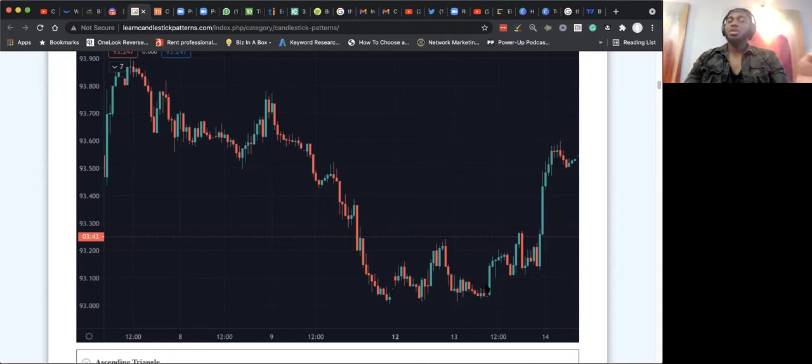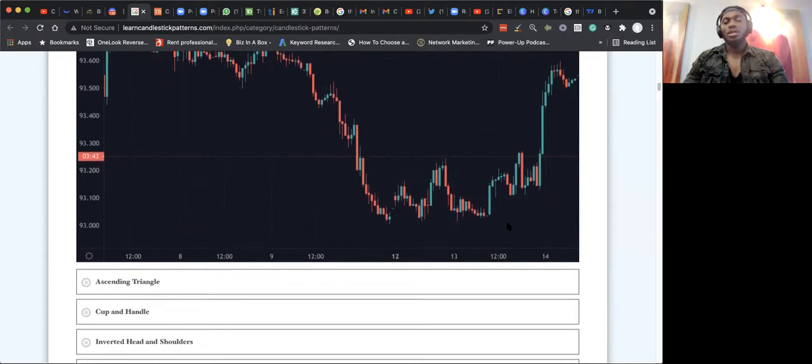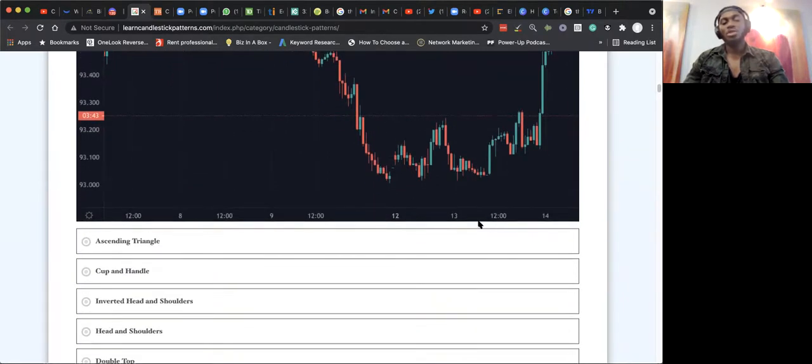And as we can see, the triple bottom is a bullish chart pattern because the immediate price action is a rally. I want to say it started at 93.3 all the way up to 93.7, like a 40-cent rally. So keep that in mind, folks, that whenever you spot a triple bottom, the immediate price action is most likely going to be bullish.